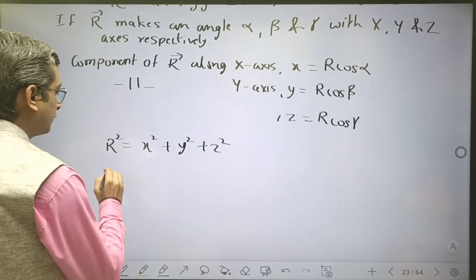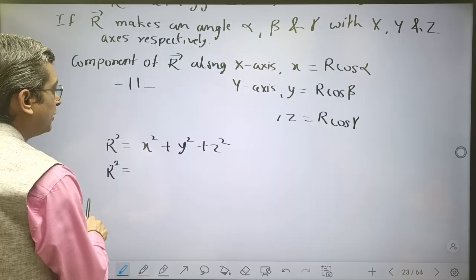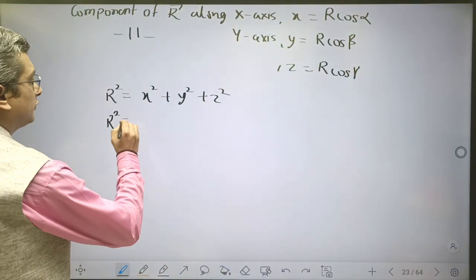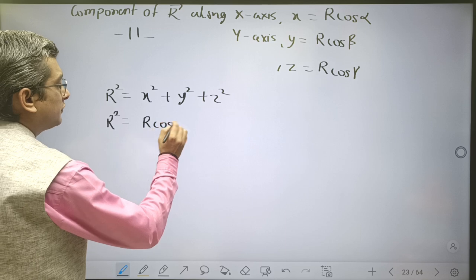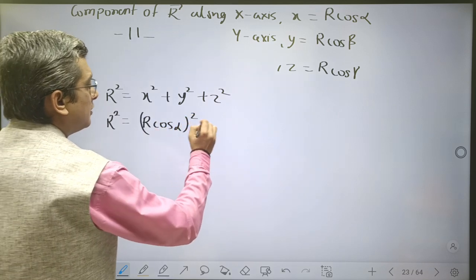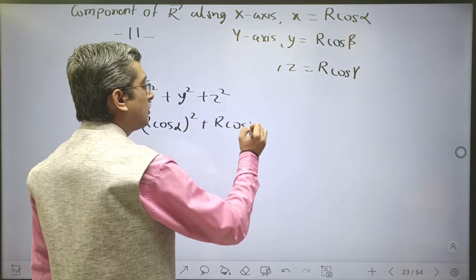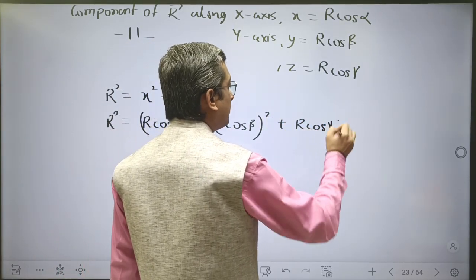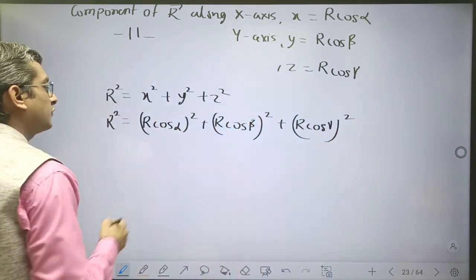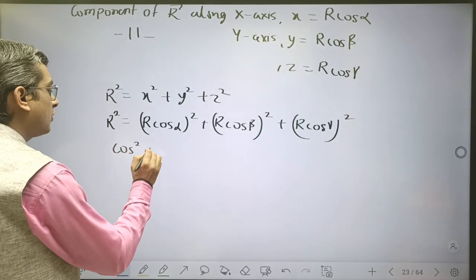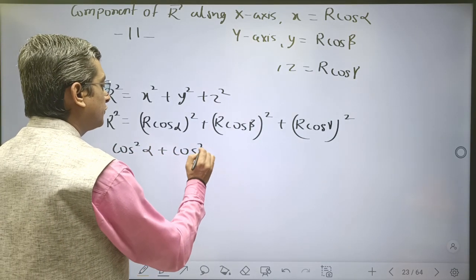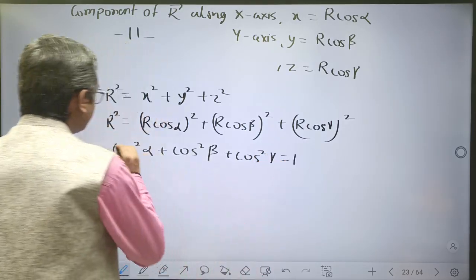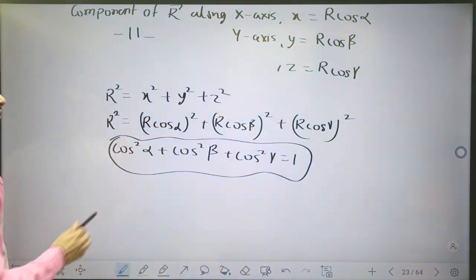So r square is given by x square plus y square plus z square. Now substituting the formula, we have r square is equal to r cos alpha whole square plus r cos beta whole square plus r cos gamma whole square. So taking r square as common, you have cos square alpha plus cos square beta plus cos square gamma is equal to 1. So this is the formula, isn't it important?